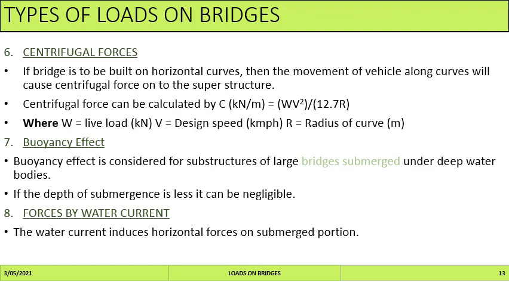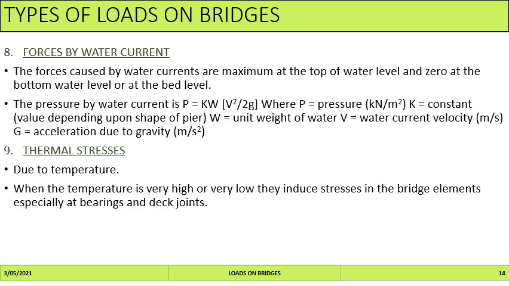Buoyancy force is considered for substructure of bridges submerged under deep water. Next one is forces by water current. This induces horizontal forces on the submerged portion. This is maximum at the top of the water level and zero at the bottom level. And it can be found by the equation P, pressure, equals k W V squared by 2g. K is a constant, W is the unit weight of the water, and V is the water current velocity.